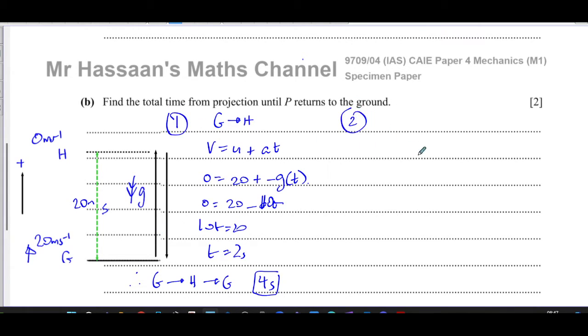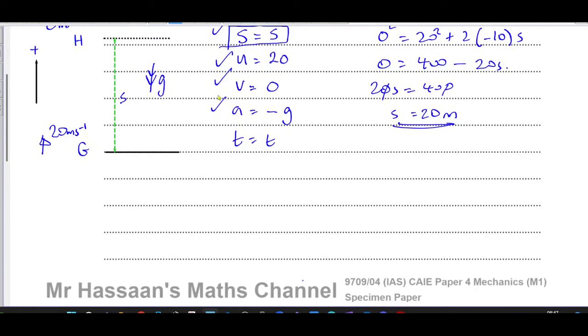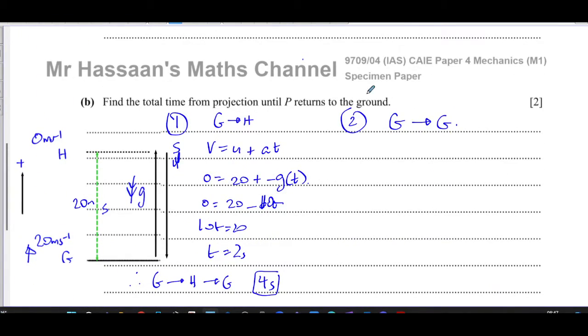A second method is to think about going from G back to G again. For this, we have the same SUVAT values, but there's going to be some difference now: S, U, V, A, and T. S in this case is going to be 0, because when it gets back to G again, it's going to be in the same position from where it started. So this displacement will be 0. Displacement is not the distance it's traveled, it's how far it is out of its position.